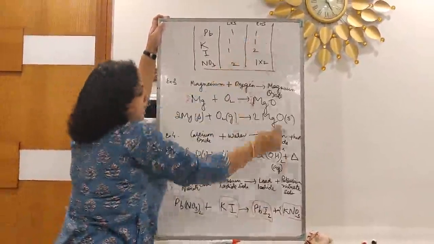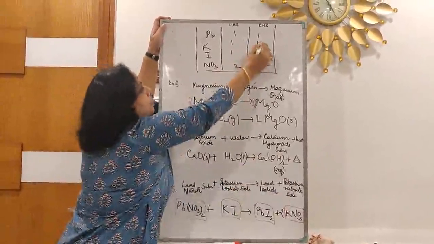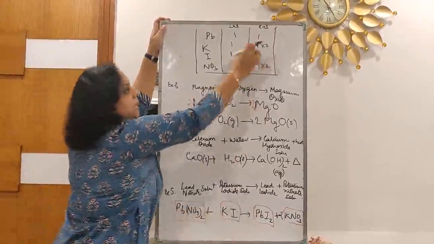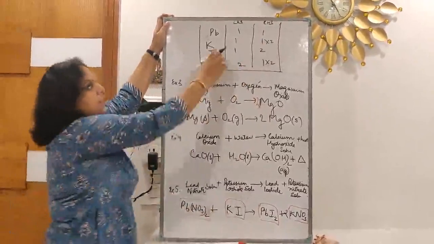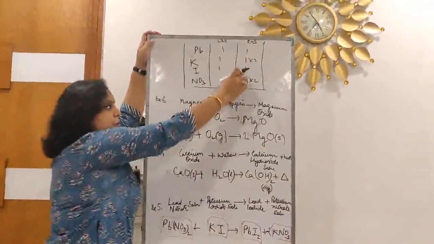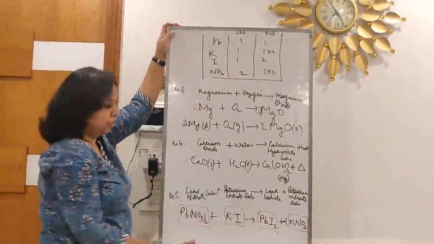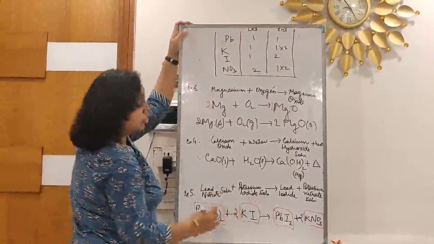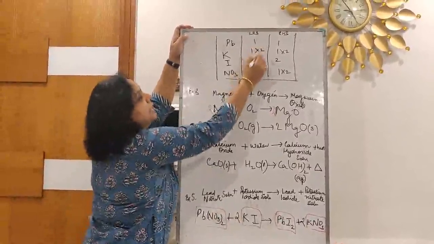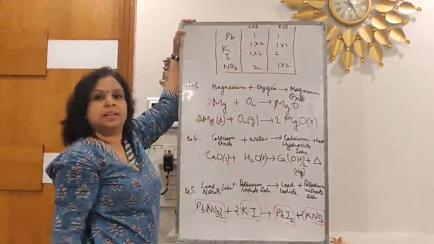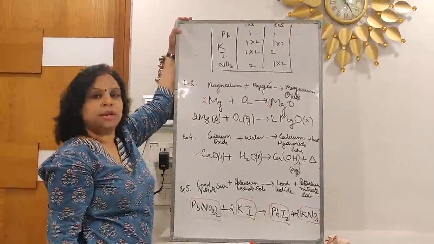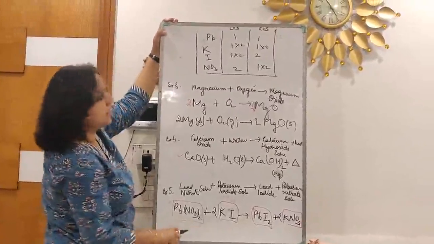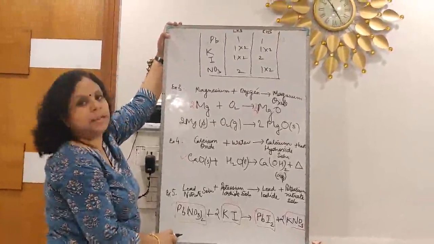Now, because we have made it 2, this has become 2. And I need to make potassium also 2 over here, and I need to make iodine also 2. Over here, it is KI. If I just put 2 over here, K also becomes 2, I also becomes 2. So my equation becomes balanced.